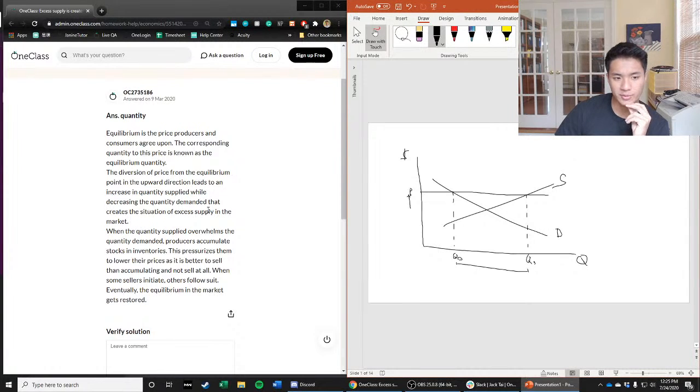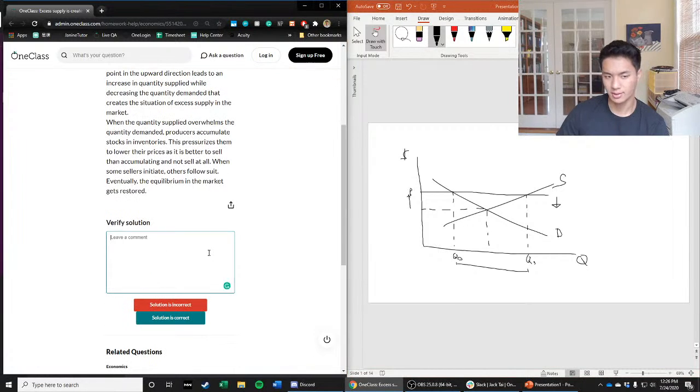When the quantity supplied overwhelms quantity demanded, producers accumulate stocks and inventories. This pressures them to lower the prices as it's better to sell than accumulate and not sell at all. When some sellers initiate, others follow suit. Eventually, the equilibrium in the market gets restored. This is a good point. What we're essentially saying is that there's a downward pressure on this price. If there's no price controls, there's no price floor or anything like that. It's just some fluke that the price is too high. That there will be downward pressure that will correct this surplus situation back to the equilibrium, where you would have an equilibrium price and an equilibrium quantity, right? So just something to keep in mind. But yeah, that's a good answer.